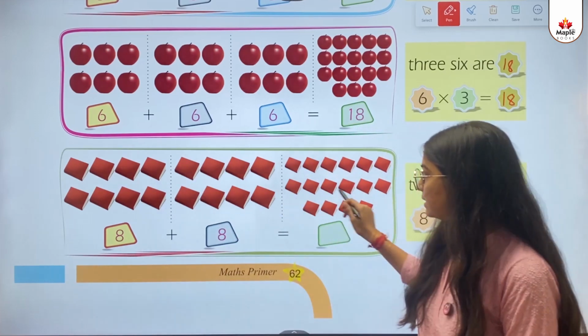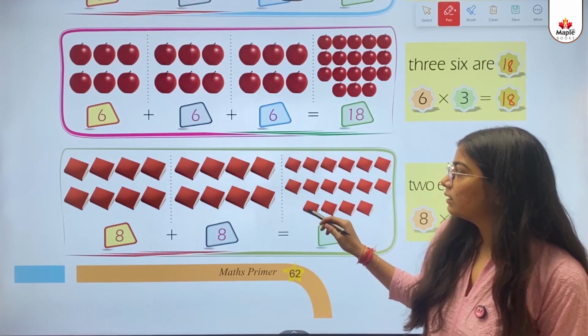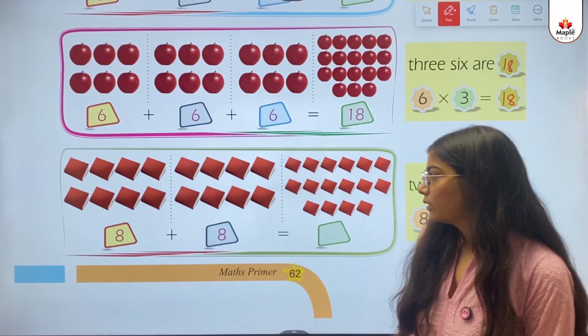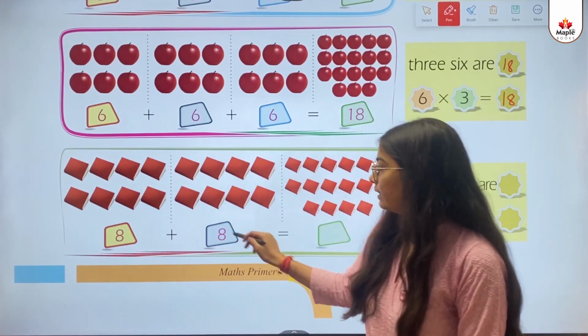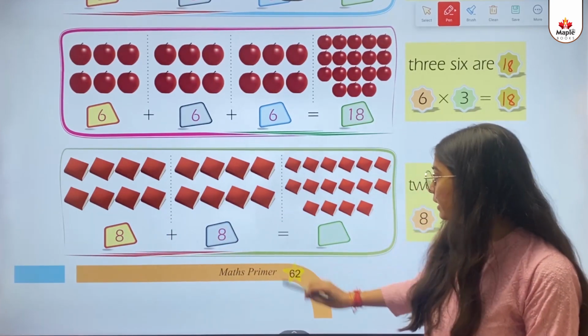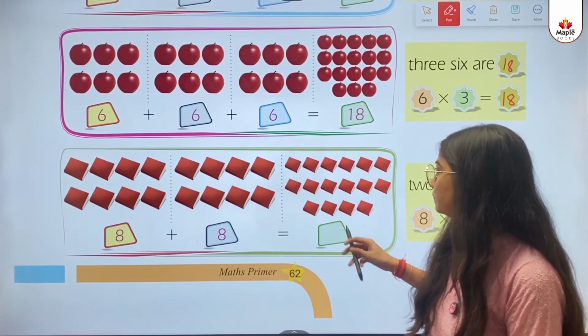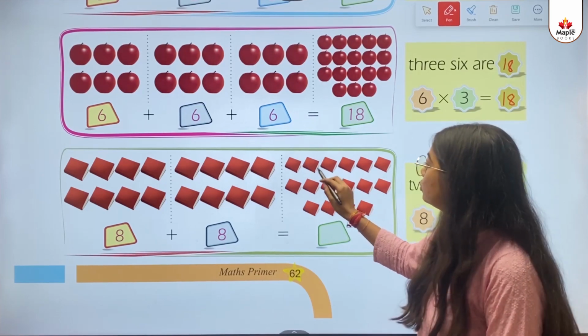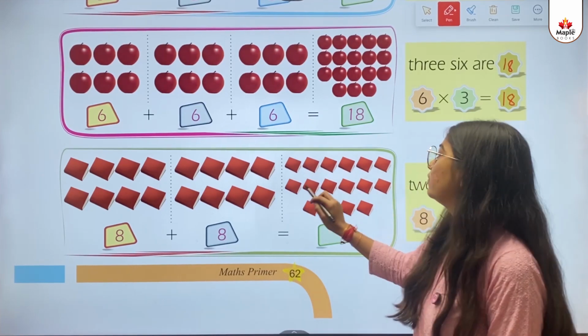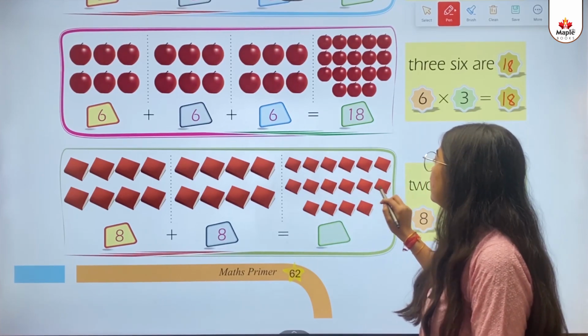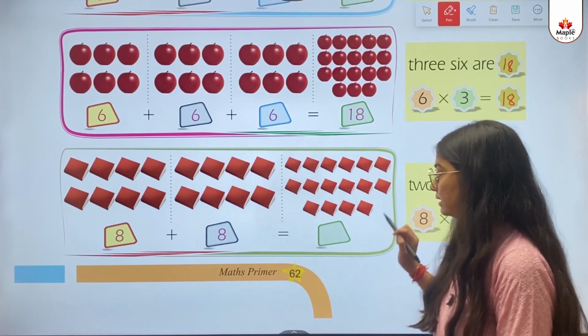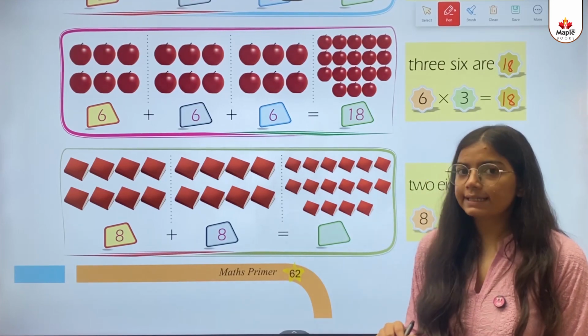Now, as you can see in the pictures, these are the pictures of books. So, there are 8 books. Then there are also 8 books already written here. We need to count this. Count together. 1, 2, 3, 4, 5, 6, 7, 8, 9, 10, 11, 12, 13, 14, 15, 16. So, there are a total of 16 books.